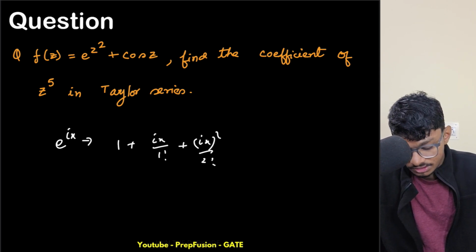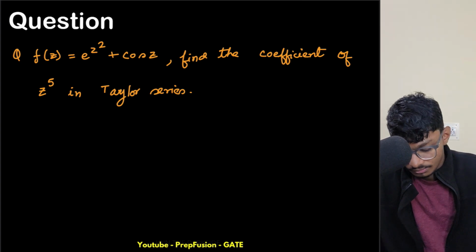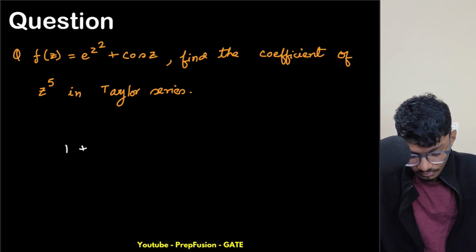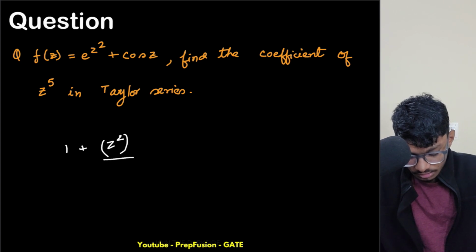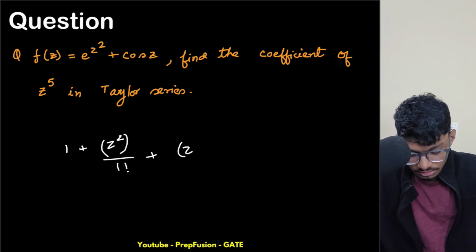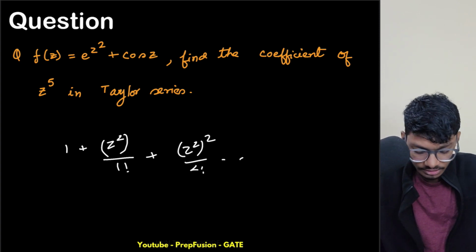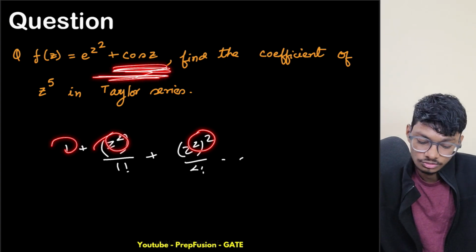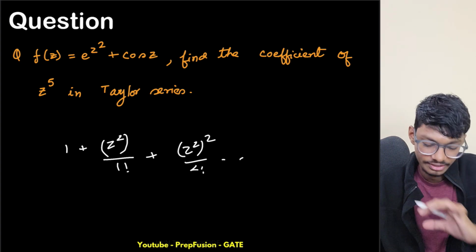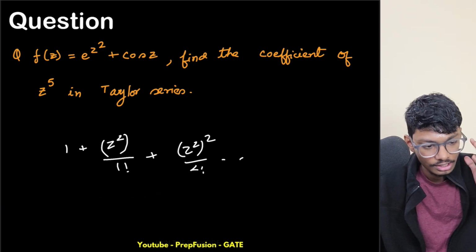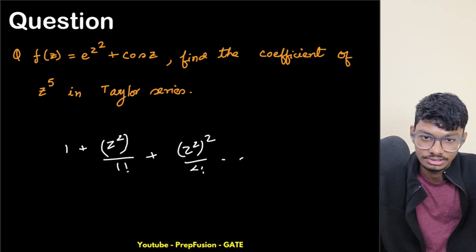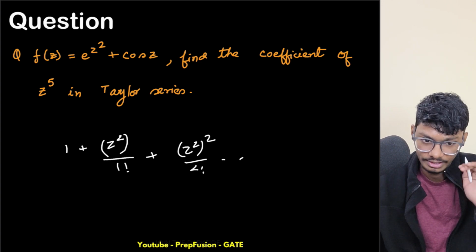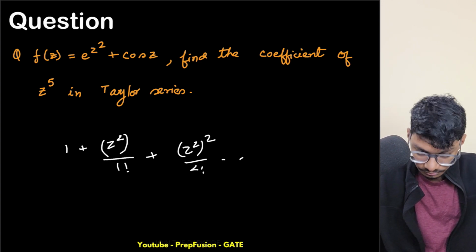Now if you expand the same way, this will be 1 plus e raised to power z square by 1 factorial plus z square whole square by 2 factorial and so on. So this will always contain even powers. Also this cos always contains even powers. If you break it down, e raised to power ix plus e raised to power minus ix divided by 2, it will always contain even powers.